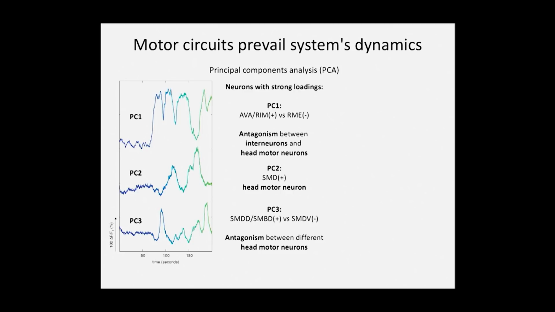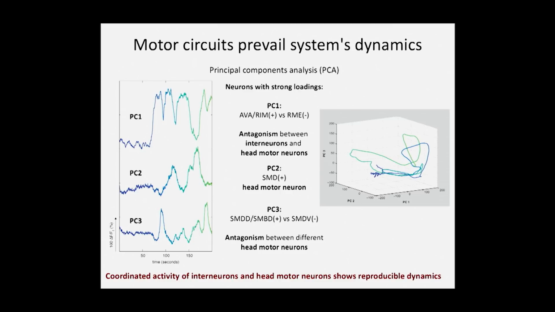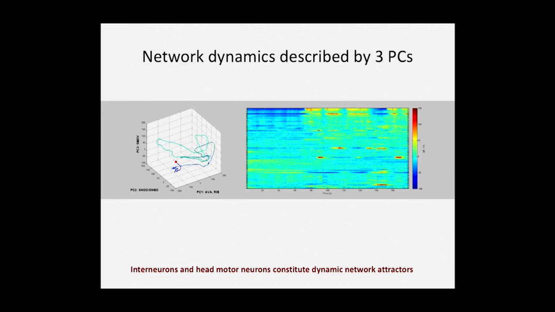And we could now display these principal components in the phase space, and what we observed was an interesting behavior which showed a trajectory that was reproducible and also was characterized by regions that resembled attractors, which you can see now in this movie much better.